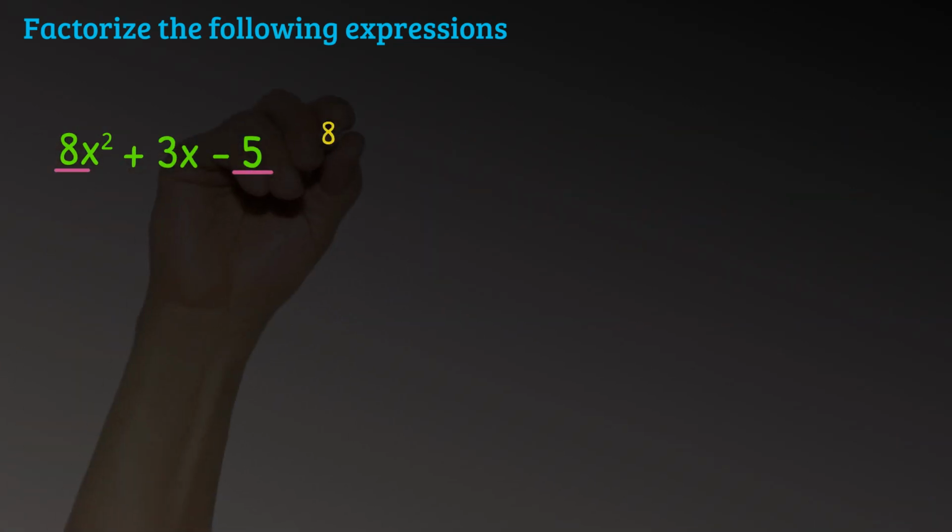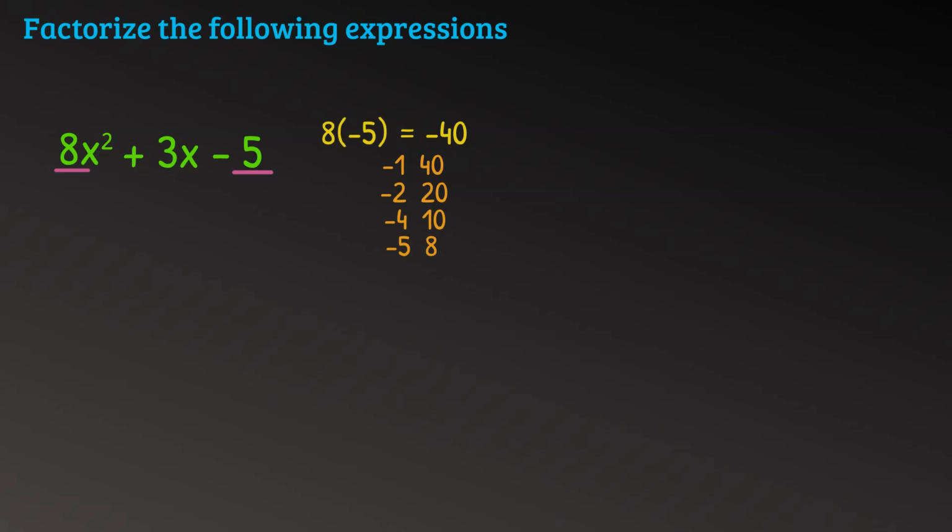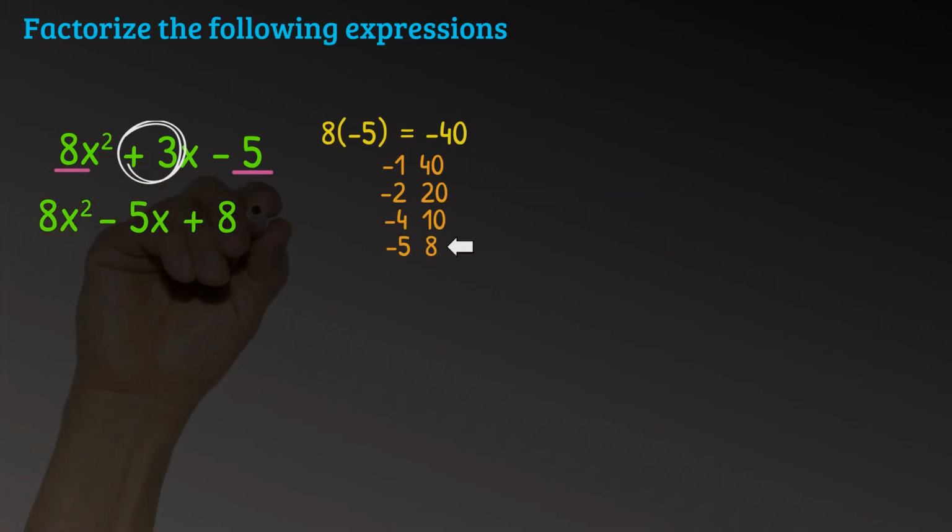8 and minus 5 multiply together to give us minus 40. These numbers multiply together to give us minus 40, but minus 5 and 8 also add together to give us plus 3. We replace the 3x in the expression with minus 5x plus 8x.